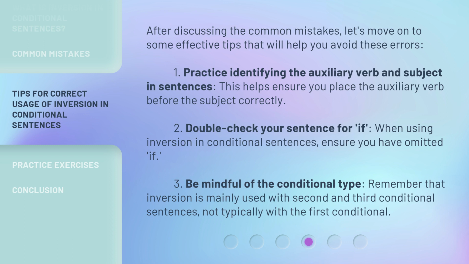2. Double-check your sentence for if. When using inversion in conditional sentences, ensure you have omitted if. 3. Be mindful of the conditional type. Remember that inversion is mainly used with second and third conditional sentences, not typically with the first conditional.